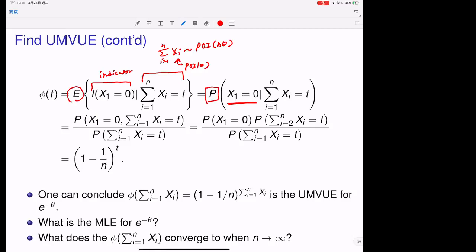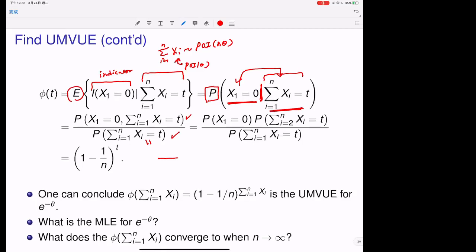Then this becomes a conditional probability problem, right? Conditional on this guy, calculate the probability of x1 equals 0. I think it's a standard drill then. For conditional probability, the denominator is the marginal and the numerator is the joint distribution between x1 and the summation of xi equal to t. So right here, because of Poisson, the summation of xi equals t.